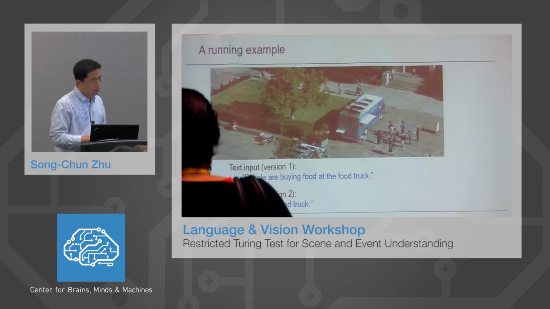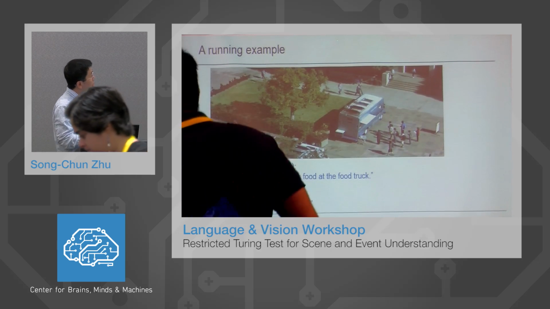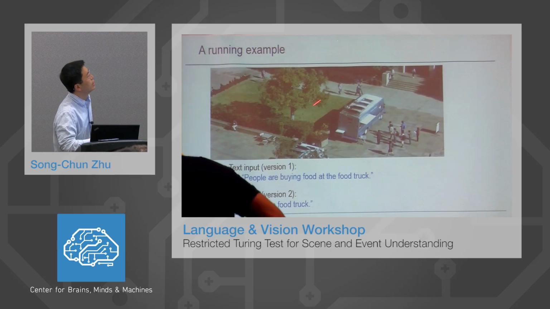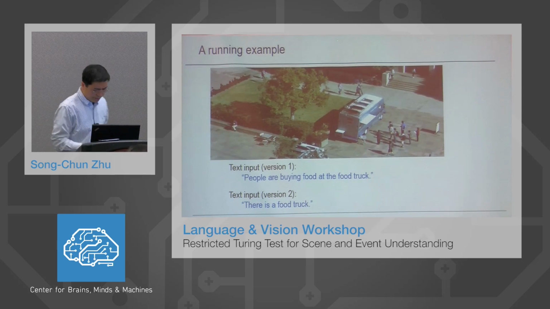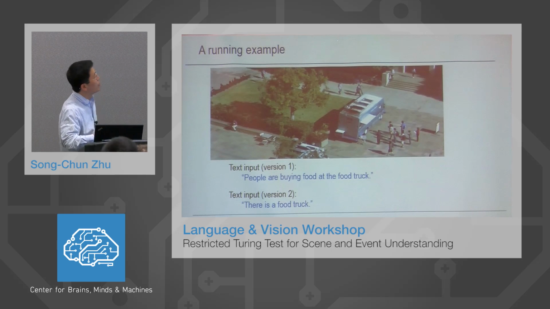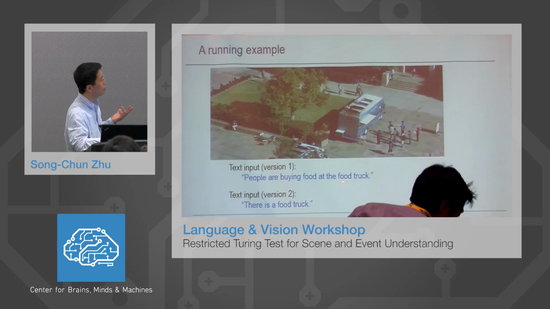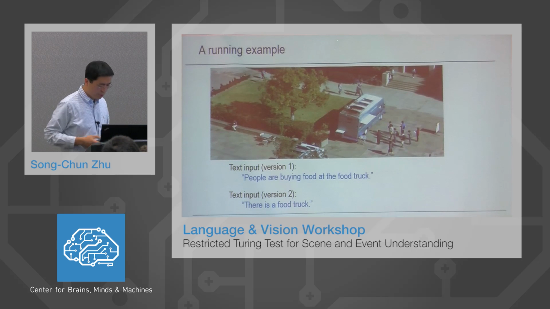So okay, let me just show you a running example as we go. The picture here is, I thought it was, this is just a picture, not a video. So some people are lining up in front of this food truck, waiting. And the input text could be, we just ask people to input some text descriptions. Some people make it short, some people make it long, like people buying food at a food truck. This is a food truck.